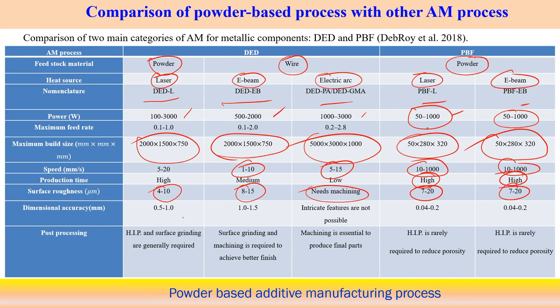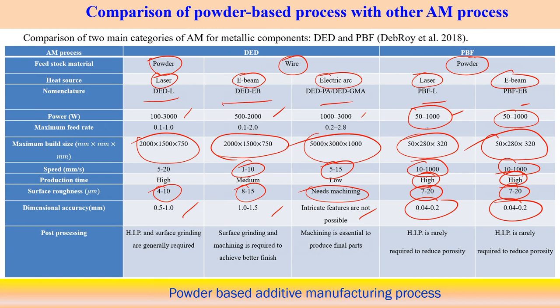Dimensional accuracy of the component is 0.1 to 1.5 millimeter, even for electron beam in the case of wire, but intricate features are not possible. Very intricate, very complex features are not possible to achieve with electric arc based technology, because material deposition is relatively higher, so we cannot control the very intricate parts using this process. But in the case of powder based, yes, it is possible, and dimensional accuracy is very, very high in powder bed based technology.